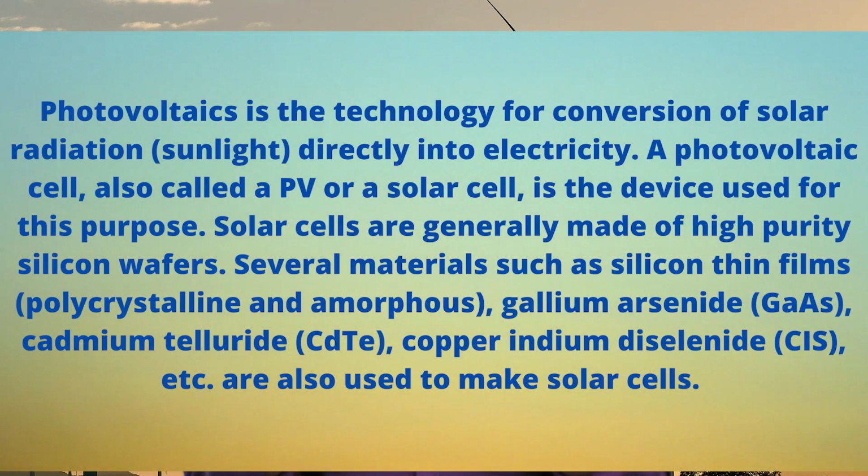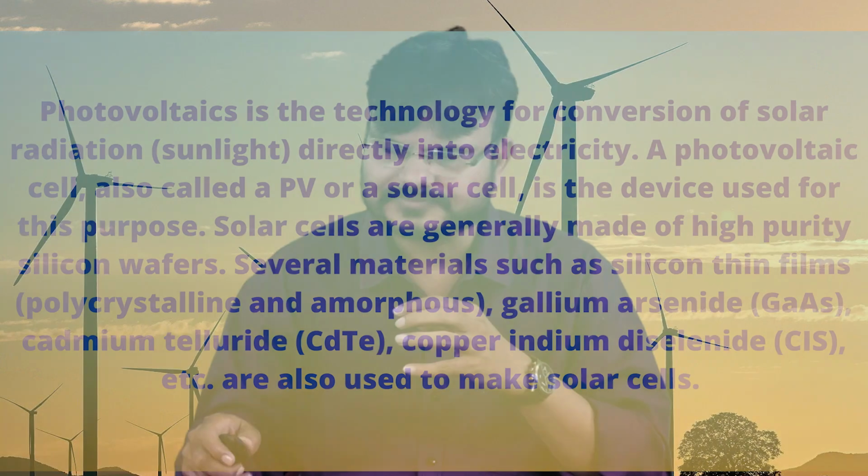A photovoltaic cell, also called a PV or solar cell, is the device used for this purpose. Solar cells are generally made of high purity silicon wafers. Several materials such as silicon thin film, gallium arsenide, cadmium telluride, copper indium diselenide, etc. are also used to make solar cells. Now we will discuss how the sizing of photovoltaic system is decided.